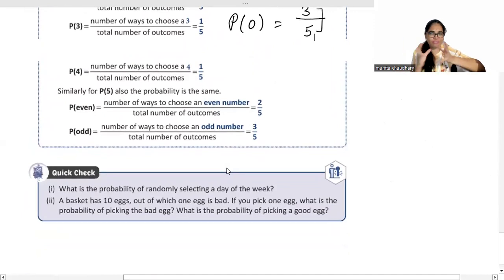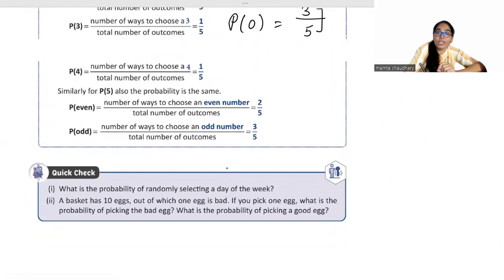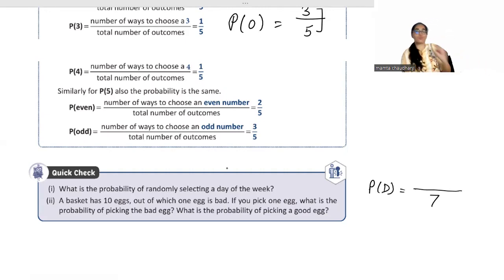Now, quick check. Let's see what we have learned till now. Are you all ready? So here we go. What's the probability of randomly selecting a day of a week? Probability of choosing a day. How many days are there in a week? There are 7 days.